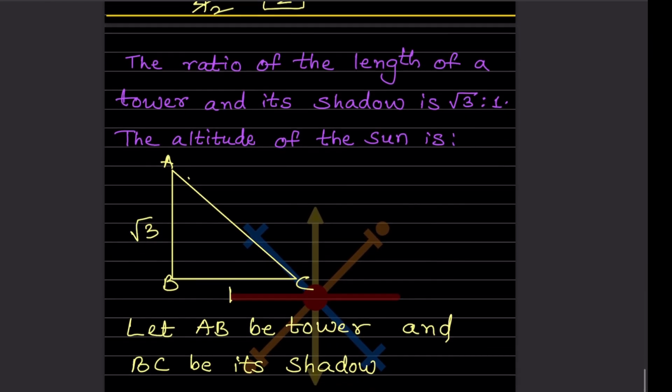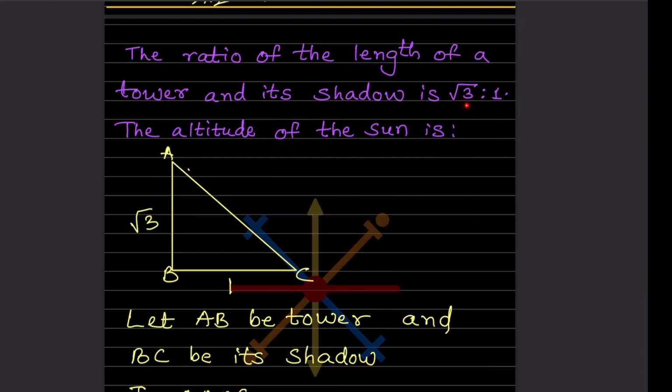Now the ratio of the length of a tower and its shadow is root 3:1. The altitude of the sun is? So let us draw a right angle triangle over here. When they say root 3:1, what is given? The length of a tower and its shadow. So this is the length of the tower, and this will be the shadow. So what will you write? Here root 3 will be the length, and this is the shadow, so 1 will be here.